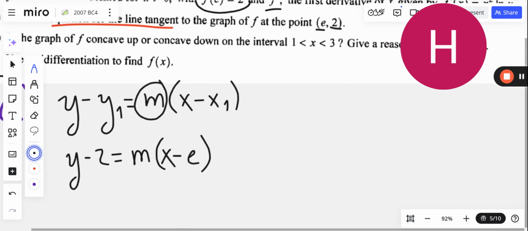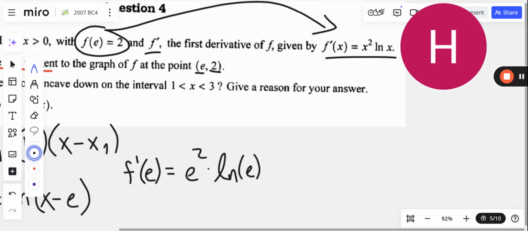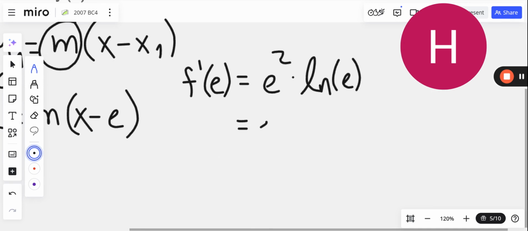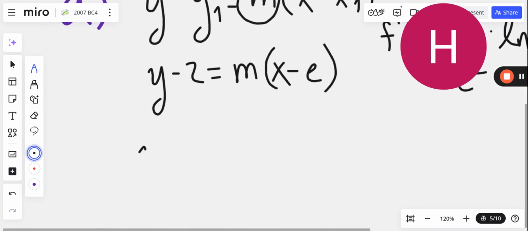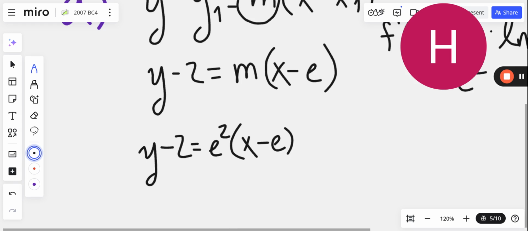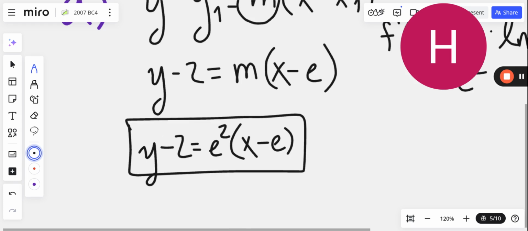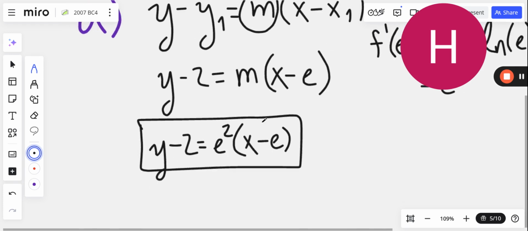Let's find what the slope is by plugging in the x value e. f prime of e, based on the definition of the function, is e squared times ln of e. ln of e is just 1. So this is simply equal to e squared, which means the full equation of the tangent line at the point is y minus 2 equals e squared times x minus e. And feel free to leave your answer in this format. There's no need to put this in y equals mx plus b or slope-intercept format. This is adequate.